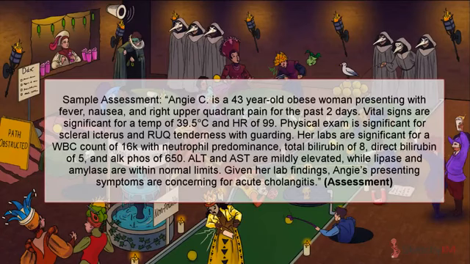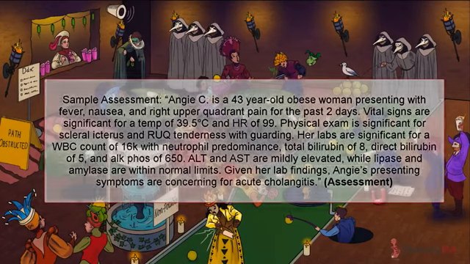Her labs are significant for a white blood cell count of 16,000 with neutrophil predominance, total bilirubin of 8, direct bilirubin of 5, and alk-Phos of 650. ALT and AST are mildly elevated, while lipase and amylase are within normal limits. Given her lab findings, Angie's presenting symptoms are concerning for acute cholangitis.